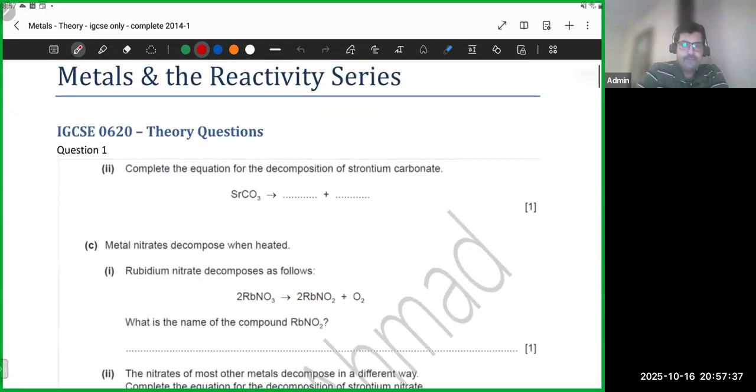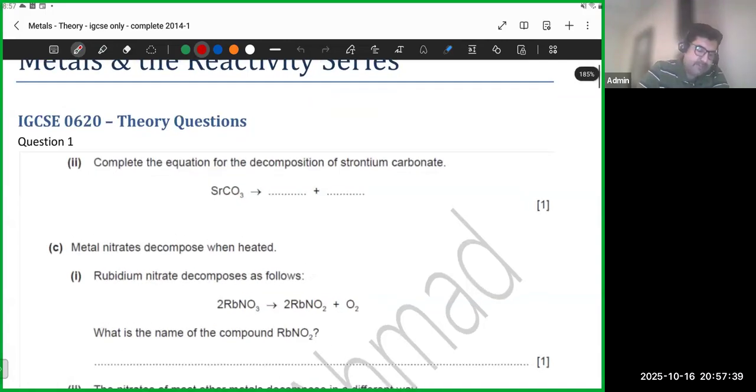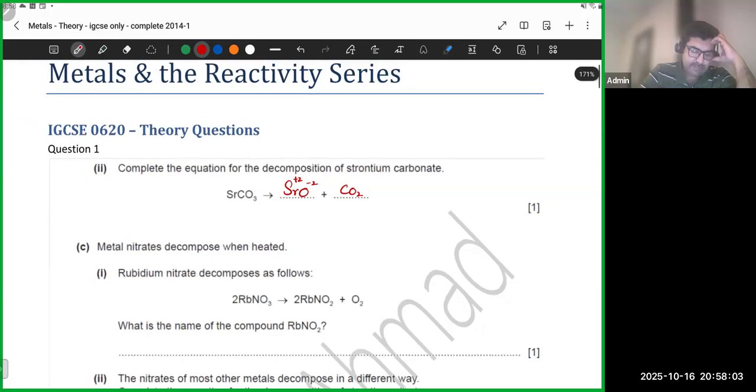That's a question on decomposition. So you've got a carbonate, you heat it. So what's going to happen? It's going to form an oxide, okay, which is going to be SrO. Sr is in group 2, so that's why it's +2, and oxygen is group 6, so that's -2. So the formula would be SrO. And it will form carbon dioxide. So remember, carbonates will decompose and they'll form metal oxide plus carbon dioxide.